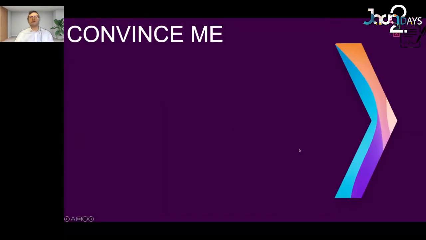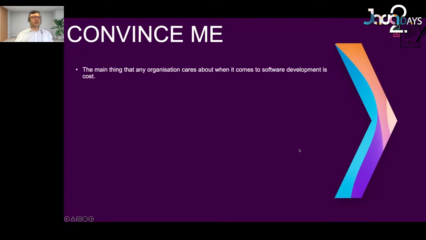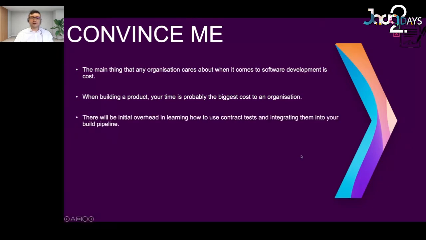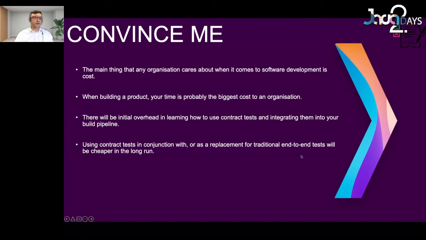So how do I convince you? Well, the main thing that any organization comes to when it comes to software development usually is cost. And when building a product, your time is probably the biggest cost to an organization. There will be an initial overhead in learning how to use contract tests and integrating them into your build pipeline, but using contract tests in conjunction with or as a replacement of traditional end-to-end tests will be cheaper in the long run.